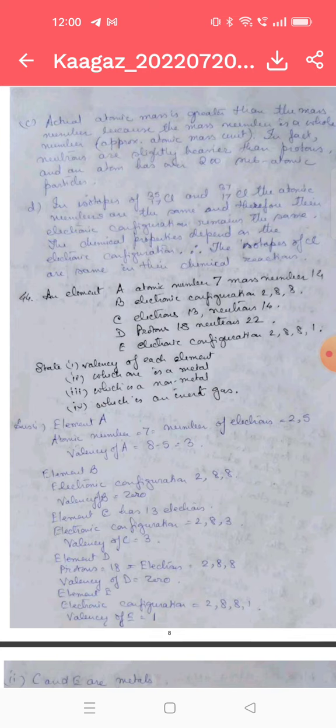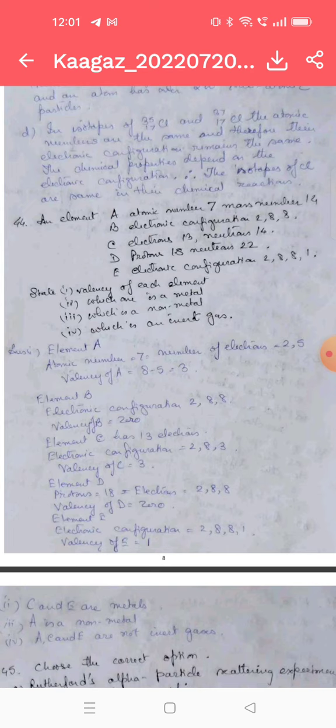Then element C has 13 electrons, so electronic configuration will be 2, 8 and 3, so it will give away 3 electrons to form the octet, therefore its valency is 3. Then element D has 18 protons, and electronic configuration will be 2, 8 and 8. Okay, so its valency will be 0 because its octet is already complete. Then element E, its electronic configuration is 2, 8, 8, 1.